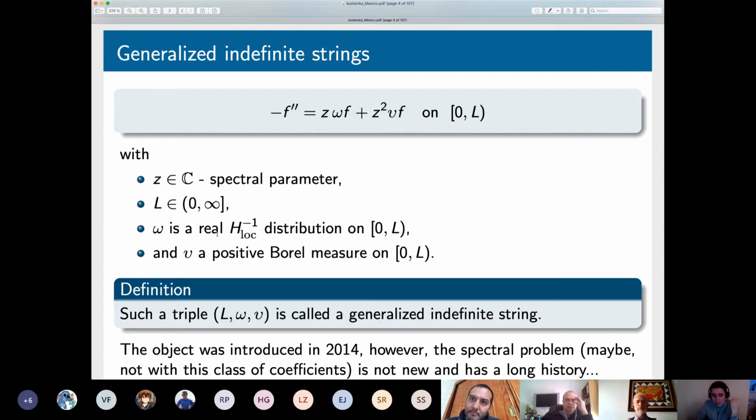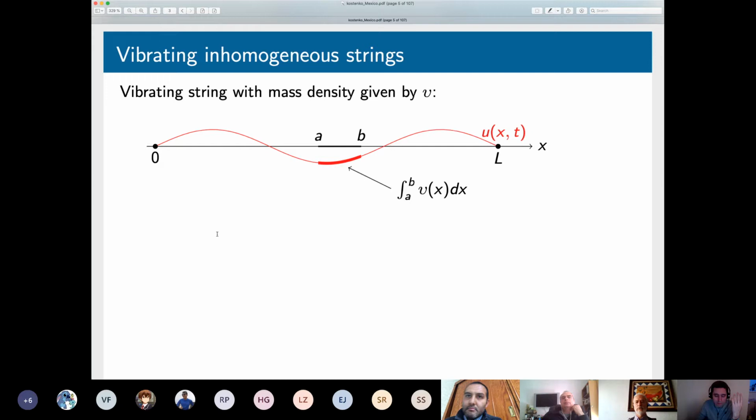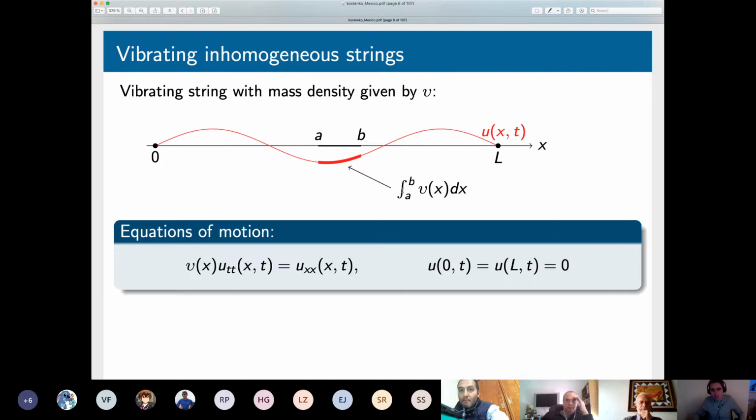But in fact, this object has a long history. Of course, everybody has met the string equation. If you have a string of length L, and the mass density of the string is a positive function v on 0, L, then the total mass of each part of the interval ab is just the integral of v. The equations of small oscillation of this string with fixed ends, just Dirichlet boundary conditions, are this very familiar wave equation, where usually, in the ODE course, v is taken to be a constant.